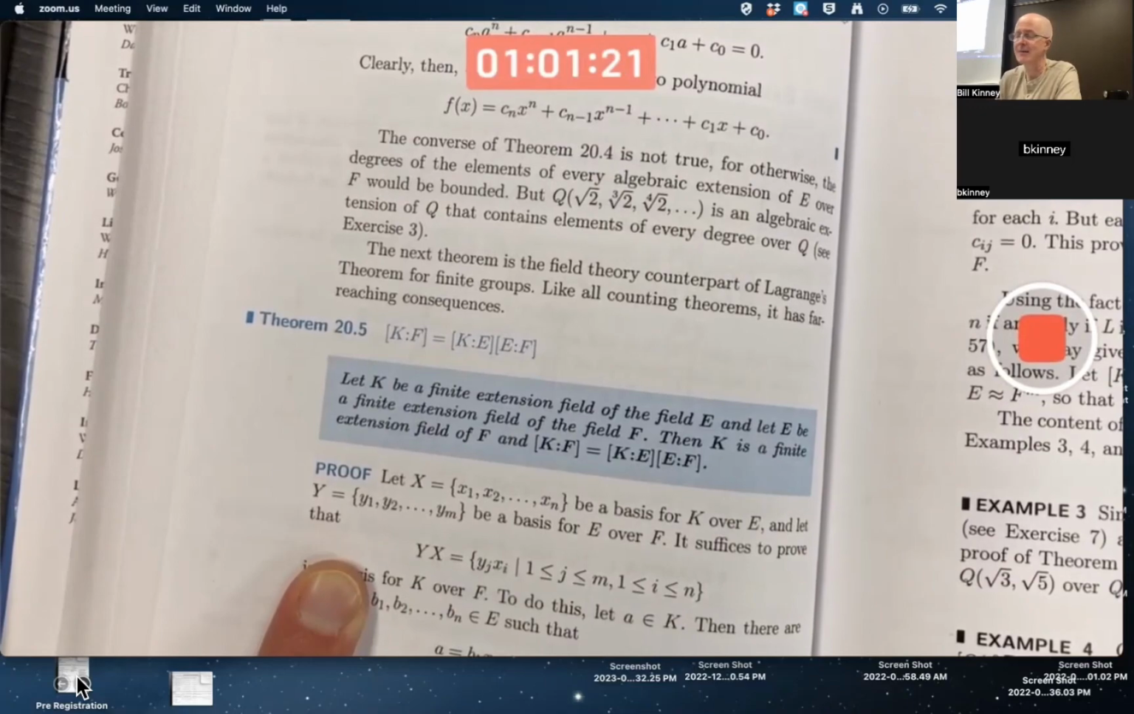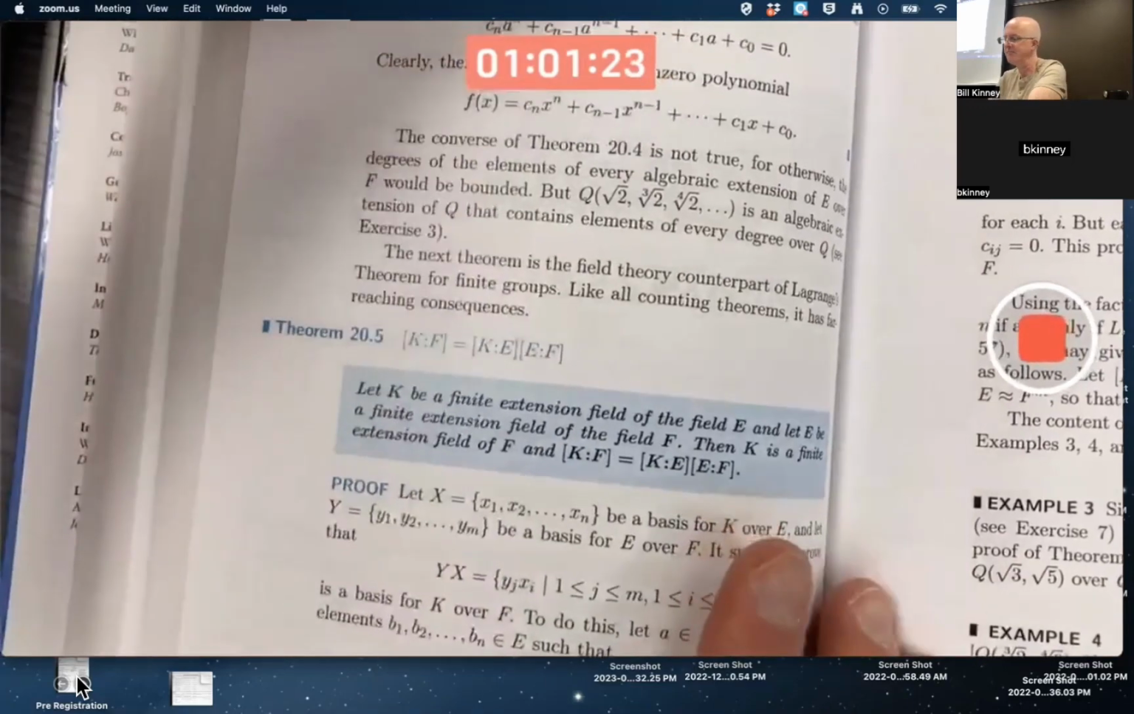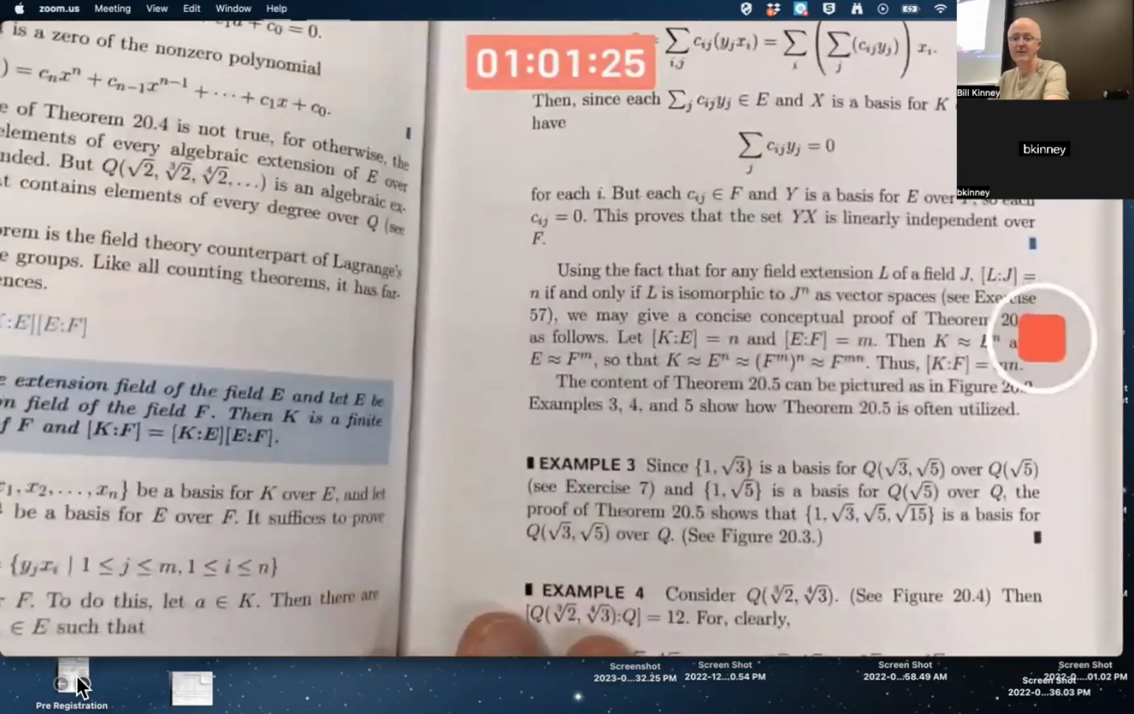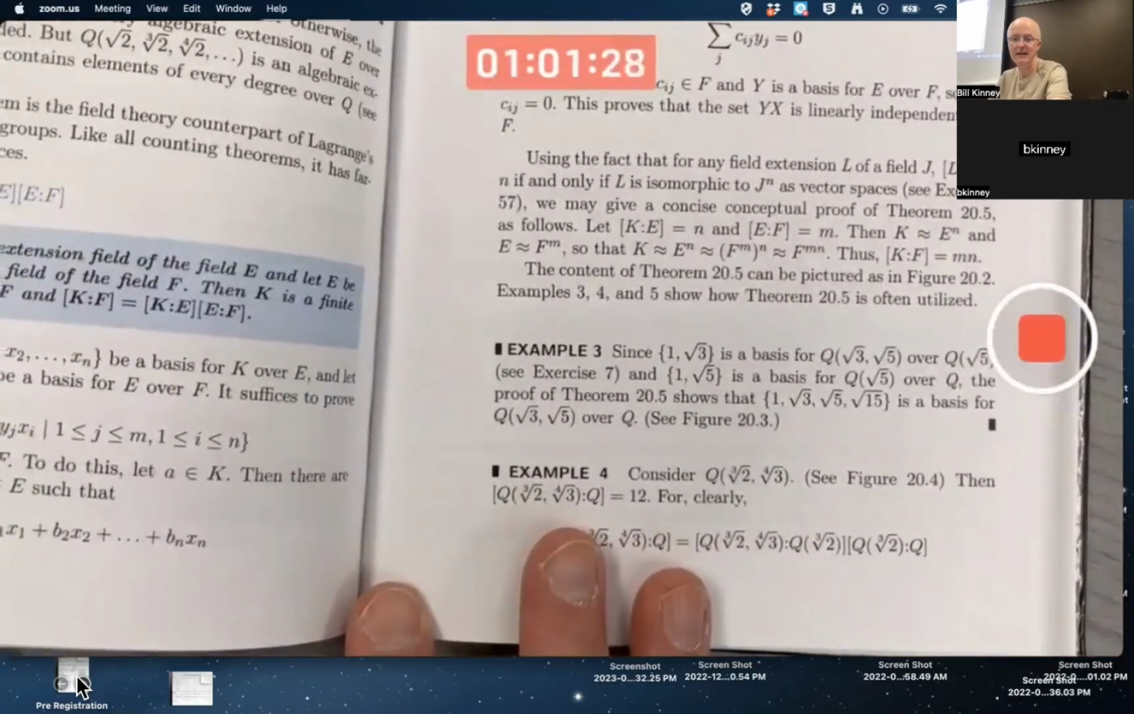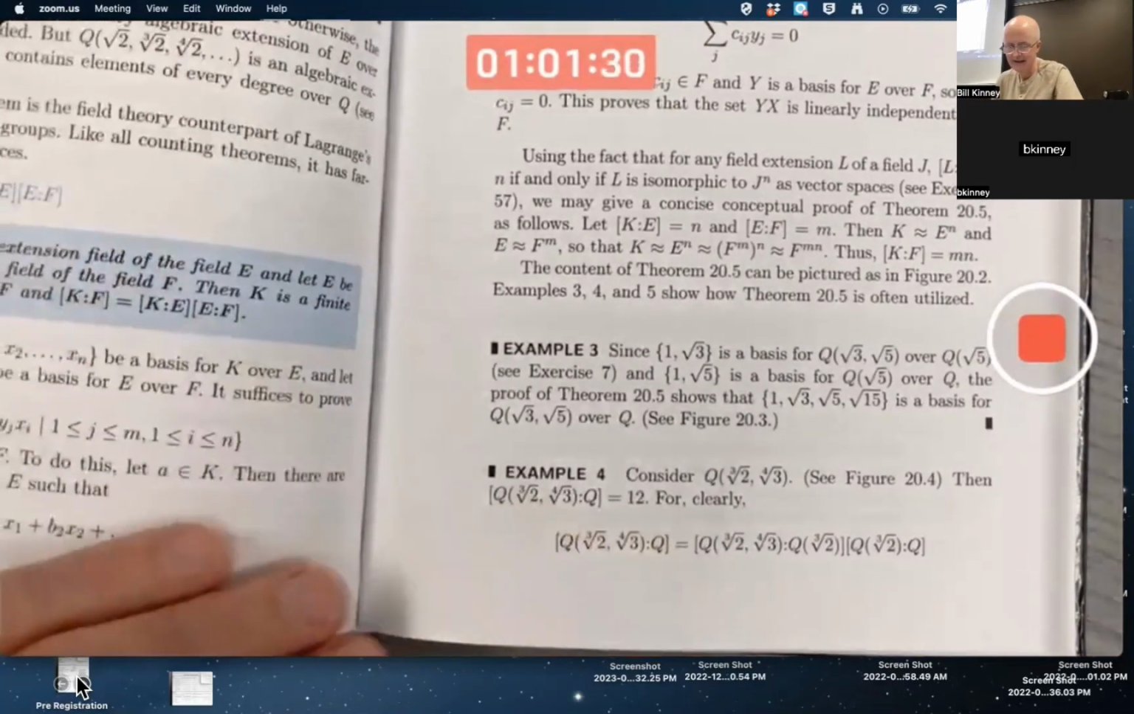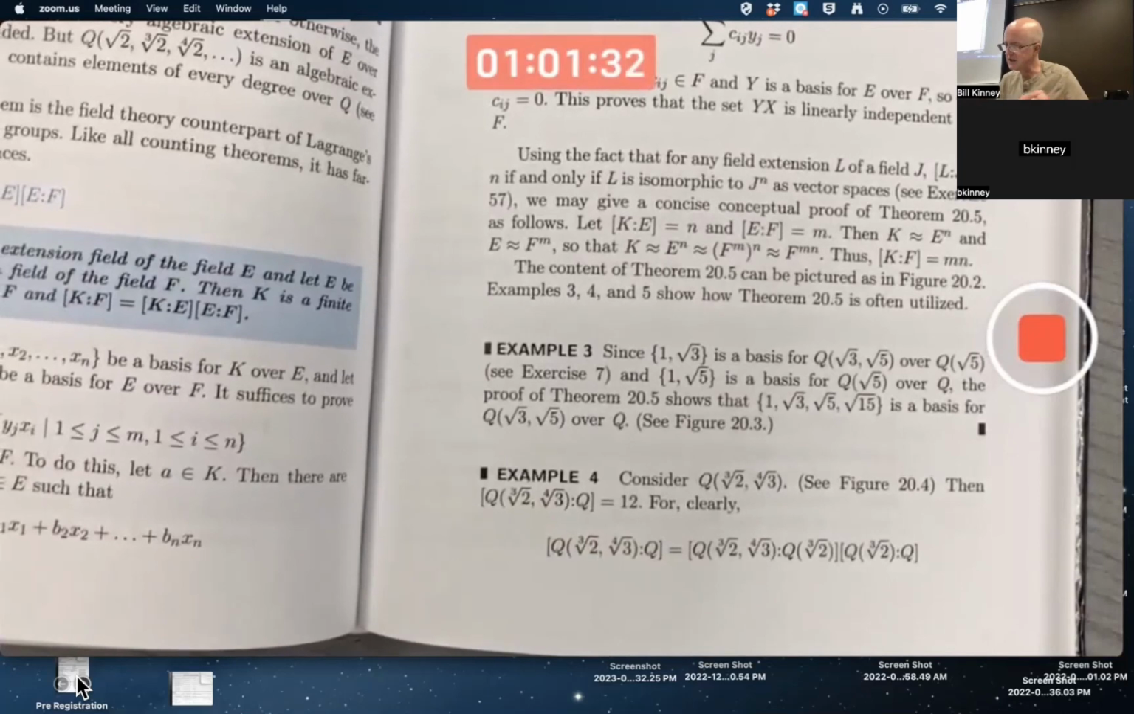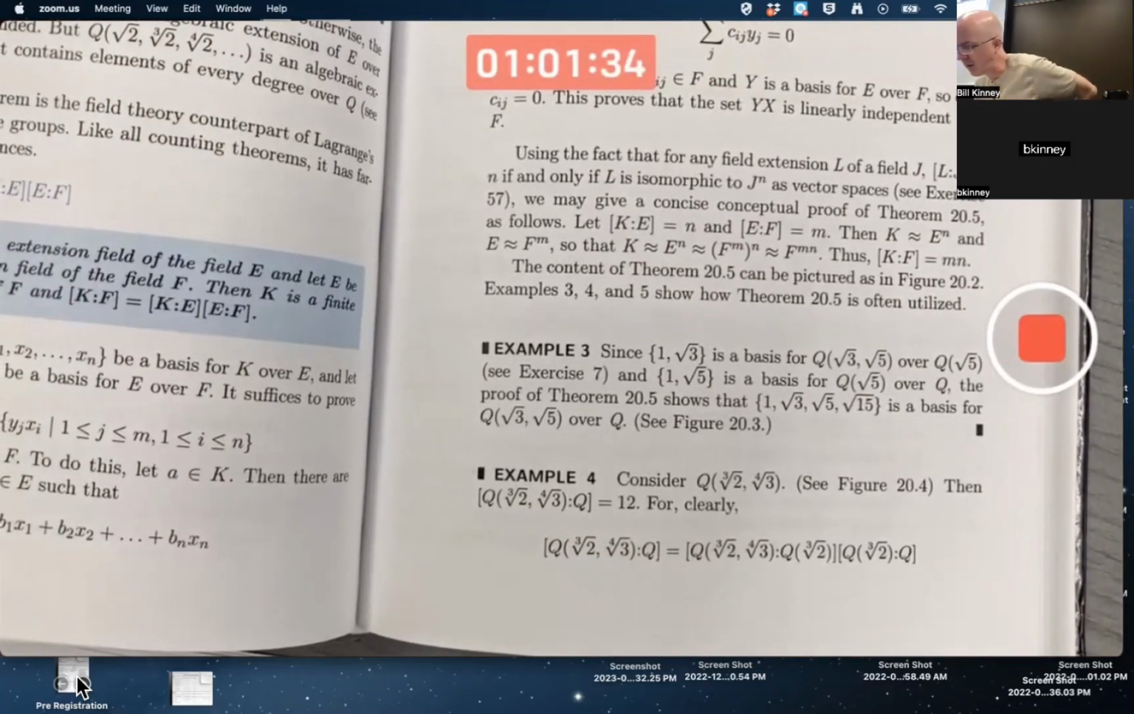And let's end by peeking at example 4, though I don't think we'll have time to completely understand it by any means. Consider Q adjoin cube root of 2 and 4th root of 3.